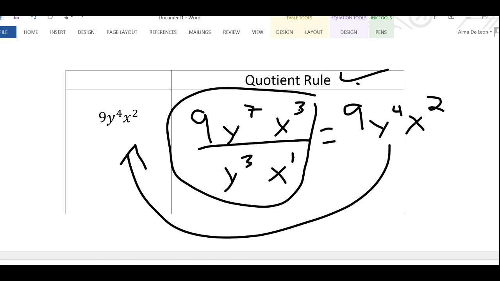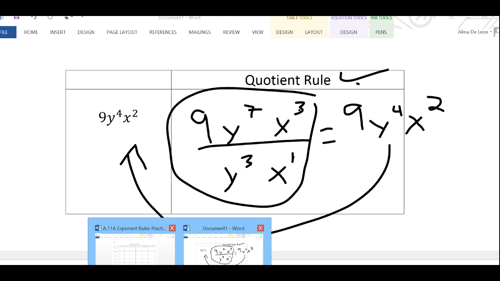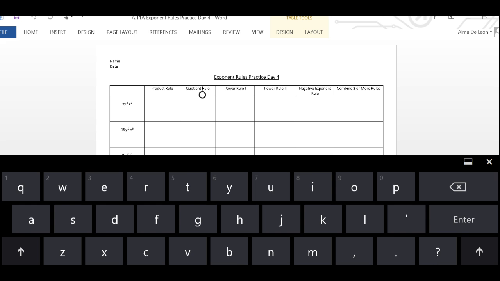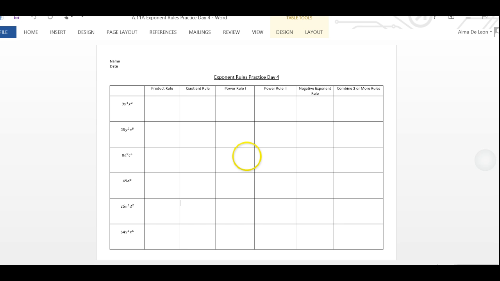So what I want you to do is stop, go to your paper, and we just completed the first problem on the quotient rule column. I want you to complete the rest of the problems on this same column.